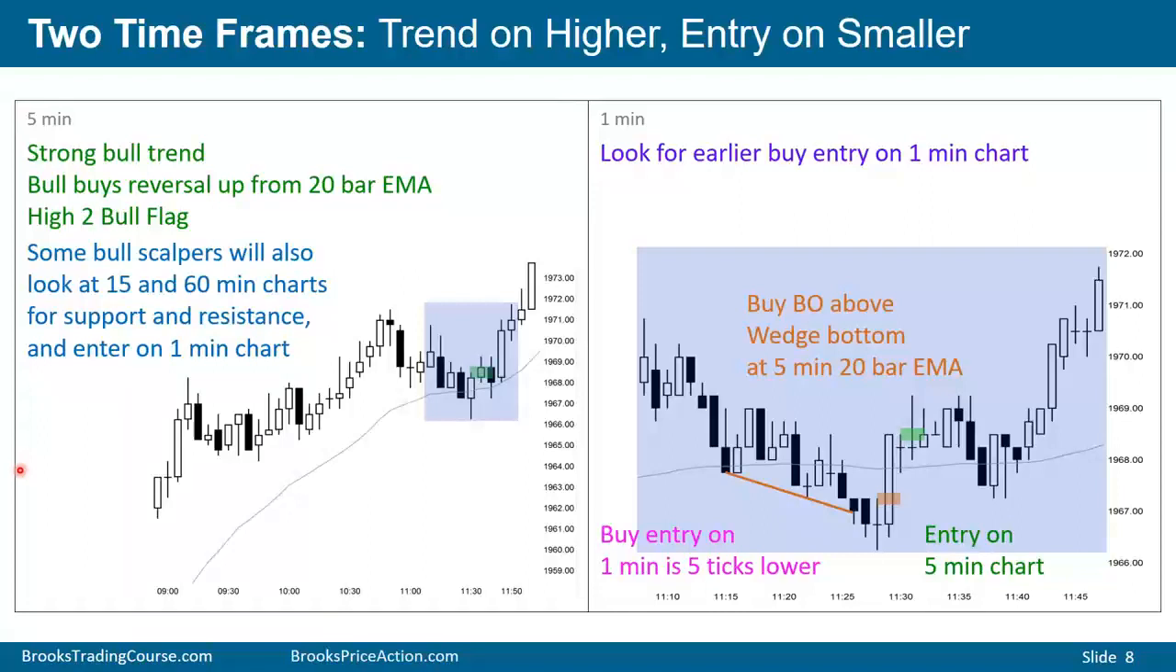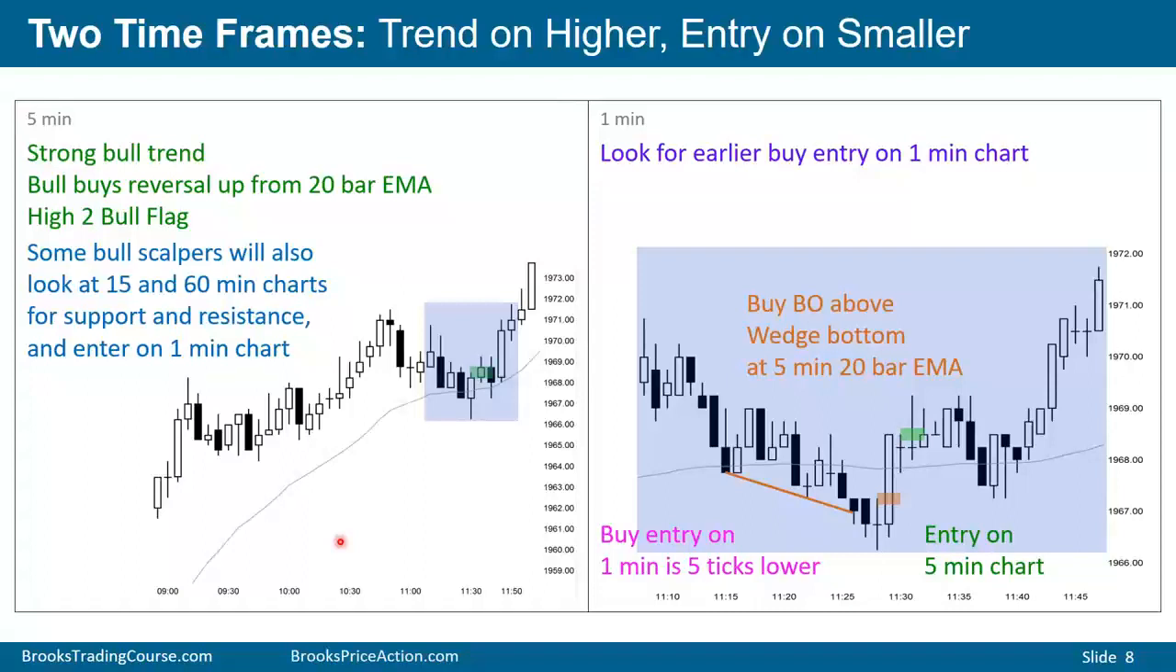And the same is true with higher time frame charts as well. Some bull scalpers will look at 15 or 60-minute charts for setups. They look for support and resistance, and then enter on a 1-minute chart or a 5-minute chart. In general, I think traders should not be entering on a 1-minute chart. I think it's perfectly reasonable to look for a pattern, a test of support or resistance on a 60-minute chart, and then entering on a 5-minute chart.